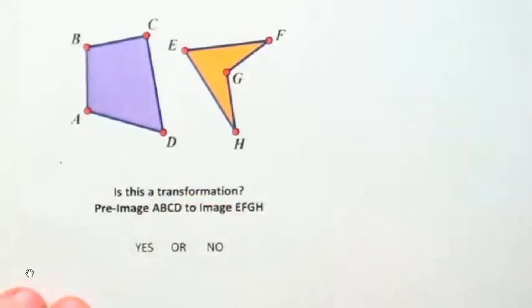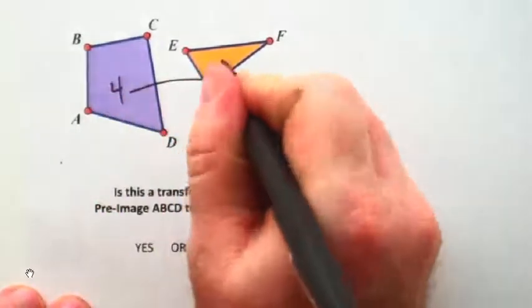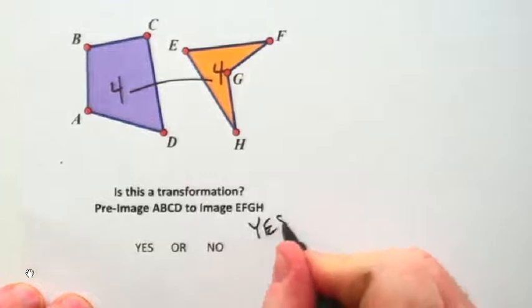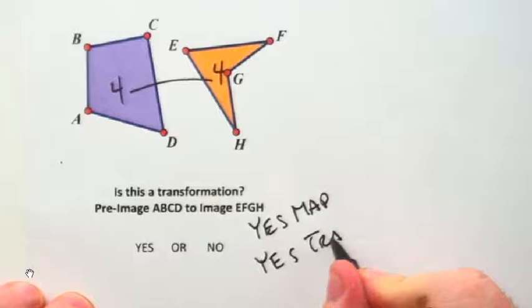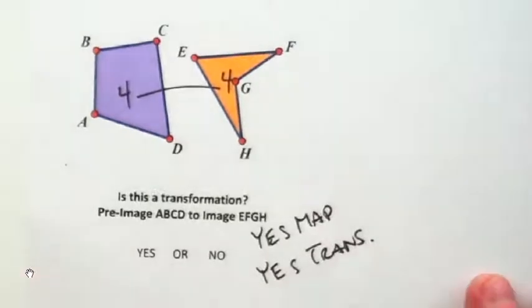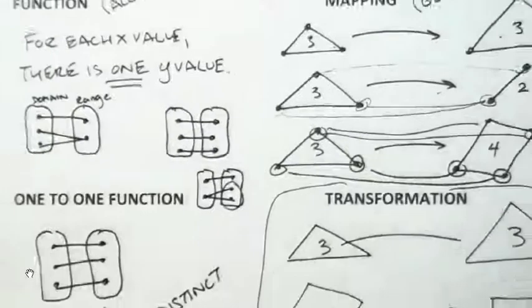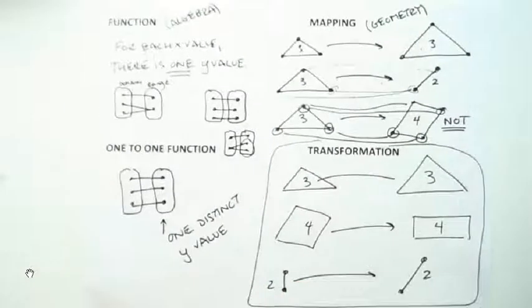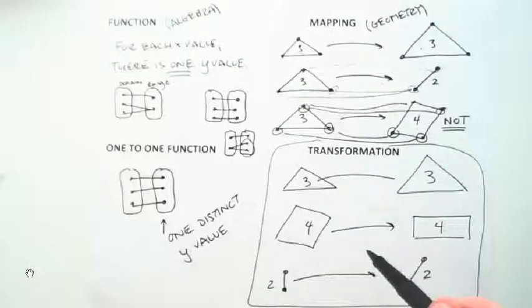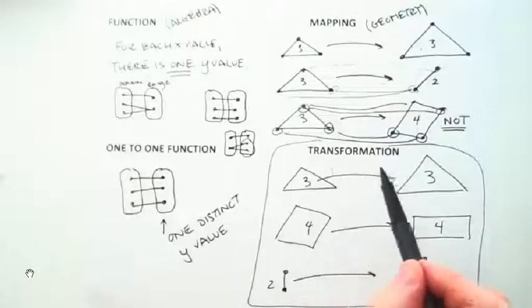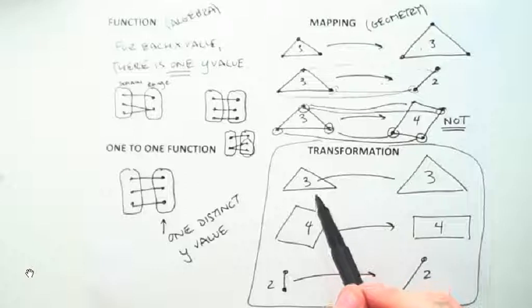So what is a transformation? This beautiful thing right here. 4 points go to 4 points. Yes, it's a mapping, and yes, it's a transformation. Now I know that these are difficult, always have been, always will be, but I guess the key to understanding, or a quick review, is a function is to a mapping as a one-to-one function is to transformation. When we say transformation, it means we begin with a certain amount of points and we will end with the same amount of points.